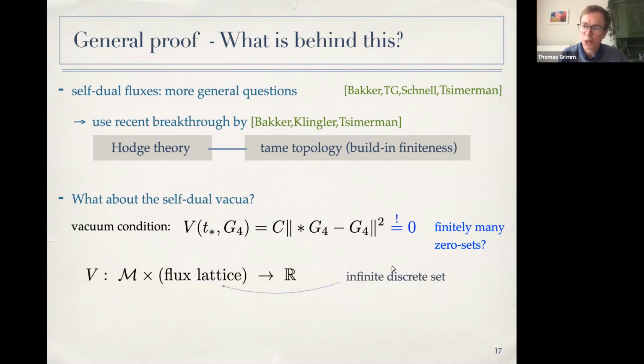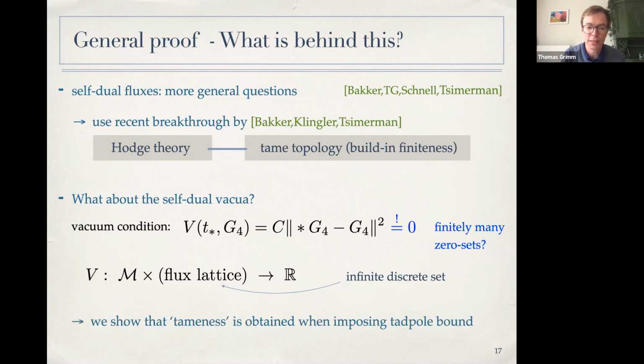And that this is non-trivial is because there is an infinite flux lattice appearing here, right? You can pick infinitely many fluxes. So in principle, this is a function which maps an infinite set to an image. And what we show in this upcoming work is that in fact this combined thing has this finiteness property preserved if one imposes the tadpole bound. So this is also some sort of tame function.